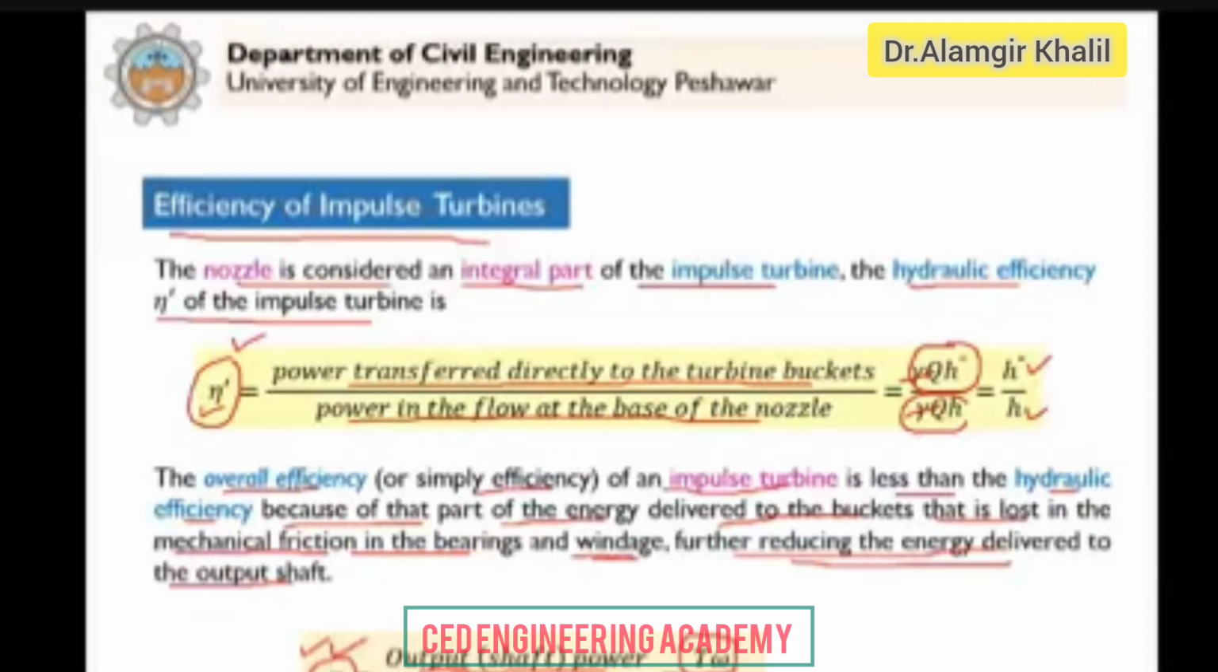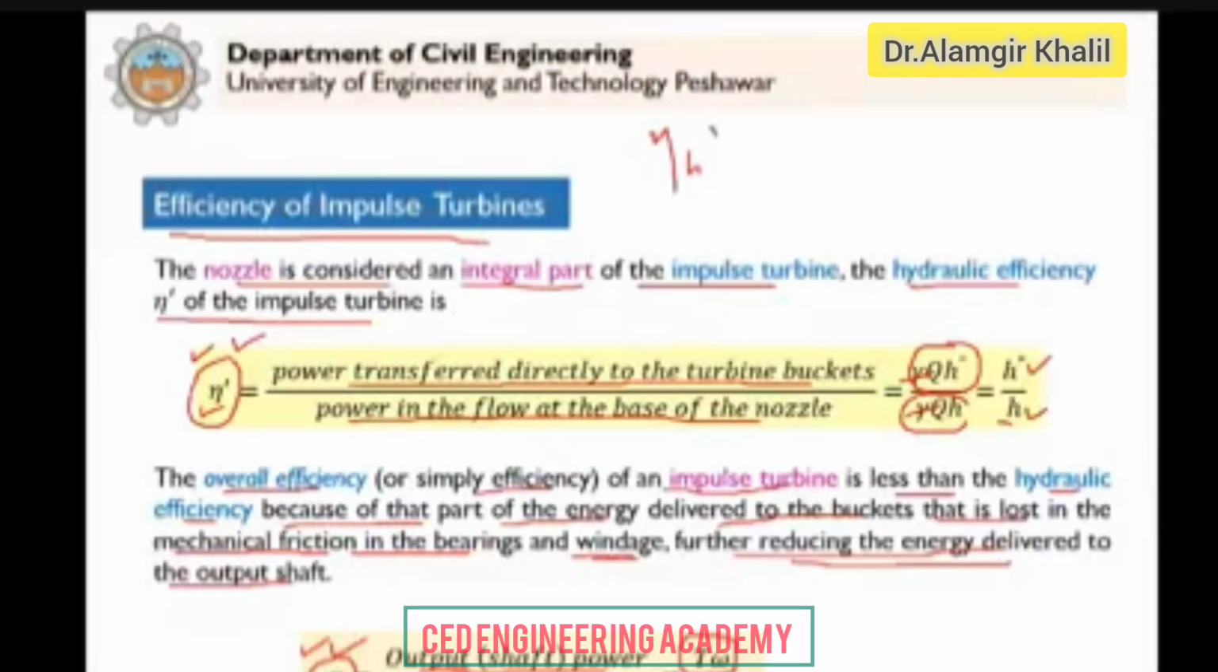for impulse turbines. But if you study the 8th edition of the book, we have more efficiencies. We have the hydraulic efficiency, eta H. It is the same as this, eta dash, in the 10th edition of the book. That is the head that is transferred to the buckets, divided by the head that is available to the buckets. So this is the hydraulic efficiency.